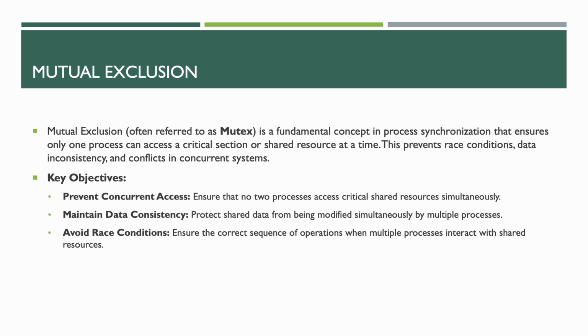So, mutual exclusion ensures that only one process at a time can access a critical section or shared resource. This mechanism prevents two or more processes from modifying the same data simultaneously, thereby avoiding conflicts in concurrent execution.